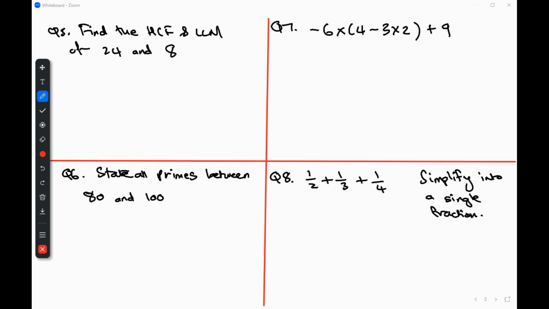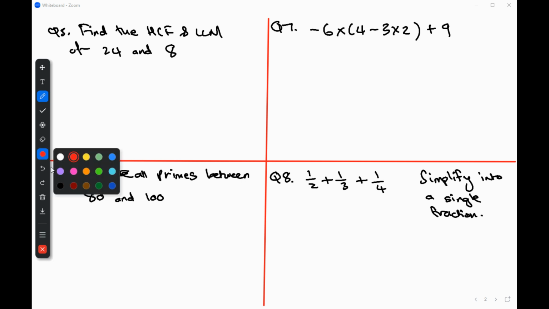We're now moving into another set of questions here. Try your best on these questions. We're doing just general revision today. Find the highest common factor and the lowest common multiple of 24 and 8. Then question 6, state all the prime numbers between 80 and 100. Question 7 is bad maths. In question 8, you have to add fractions with different denominators. Give it a go. Take a few minutes. Try your best. I'm going to go through it anyway, but try it.